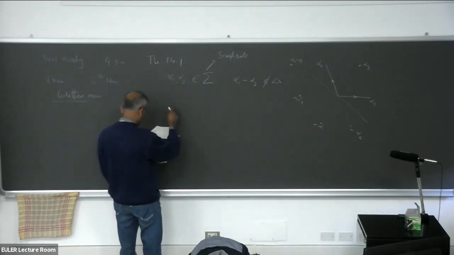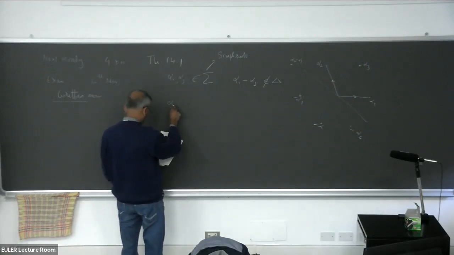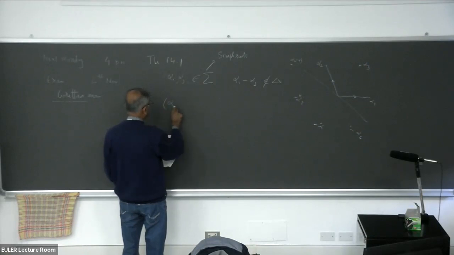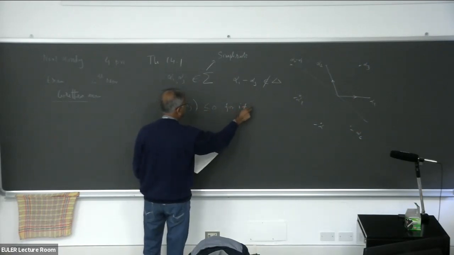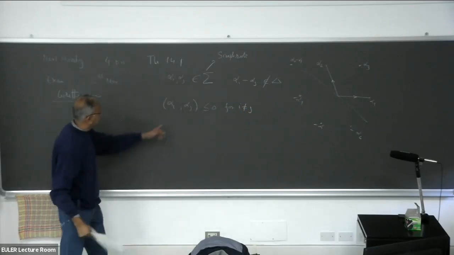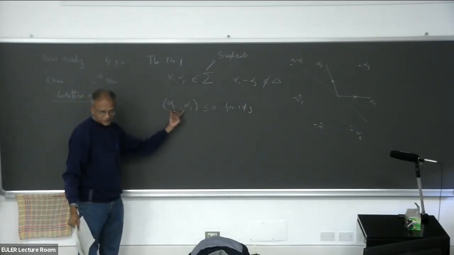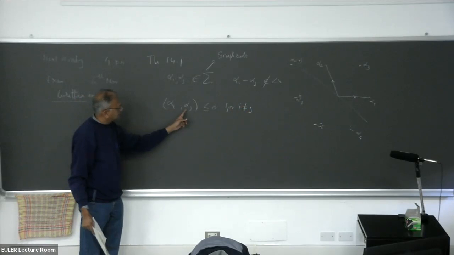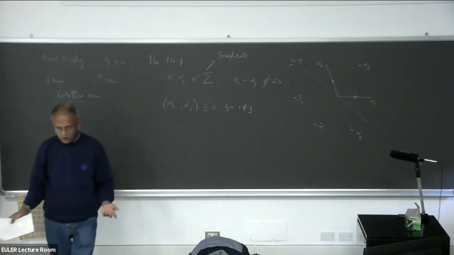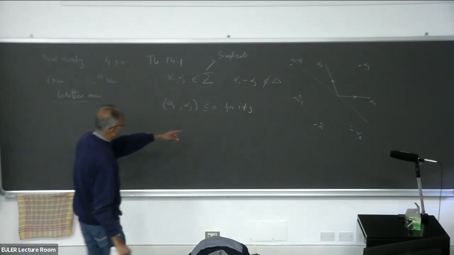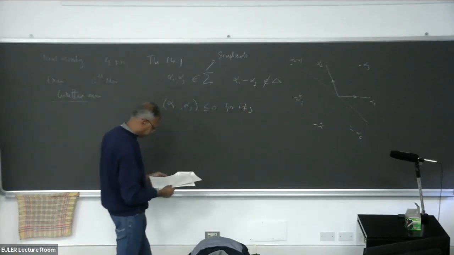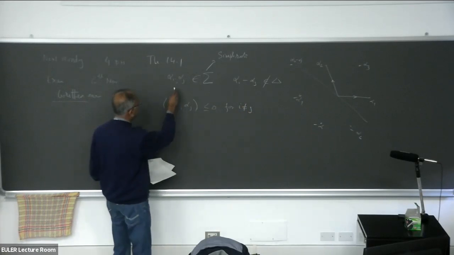Then the other thing was that alpha i, alpha j is less than or equal to 0 for i not equal to j. For i equal to j, of course, it's going to be positive, because we already showed that the metric was positive. But the point here is for i not equal to j. Again, these are in the same sigma.